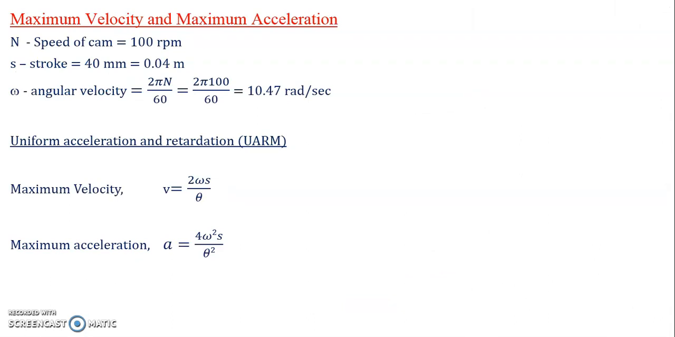Okay. Then to calculate the maximum velocity and maximum acceleration, this is the same thing that we have solved in the last class. So n is the speed of the cam, which is 100 rpm. S is the stroke, that is 40 mm or 0.04 meter. Angular velocity is 2 pi n by 60, where n is the speed of the cam. Hence it is 10.47. Because the follower follows UARM, the formulas for maximum velocity and acceleration we know. So substitute these values and get the answers.